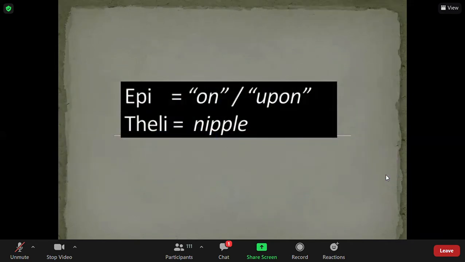So what is an epithelium? Epithelium is derived from two Greek words, epi and theli. Epi means on or upon, then theli means nipple.